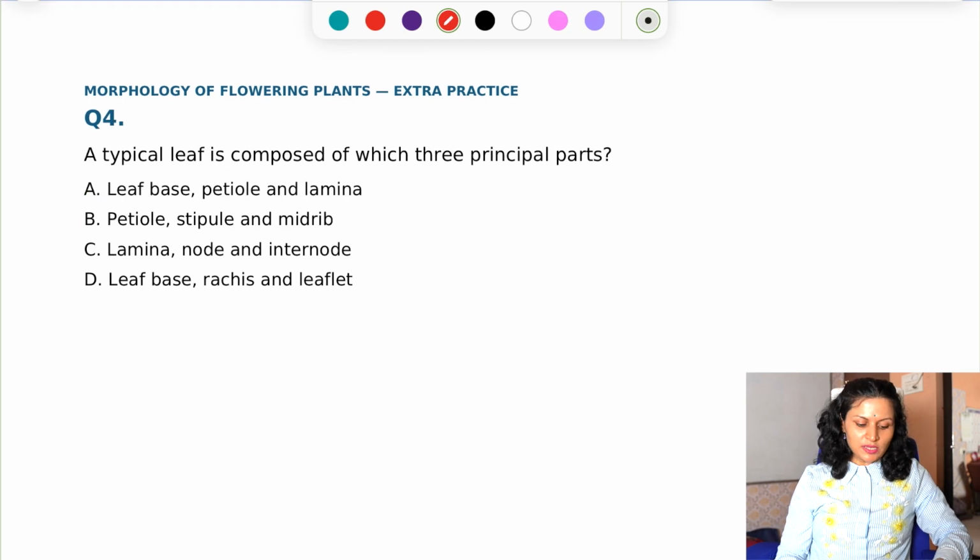Question number 4. A typical leaf is composed of which 3 principal parts? A typical leaf is composed of leaf base, petiole and lamina. For question number 4, option A is correct.